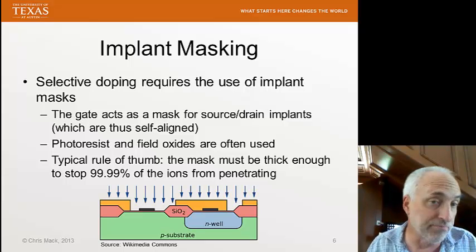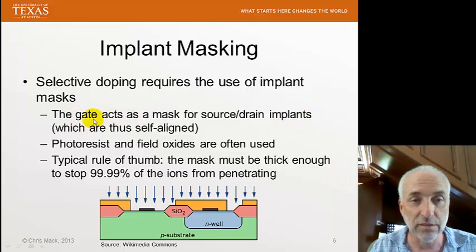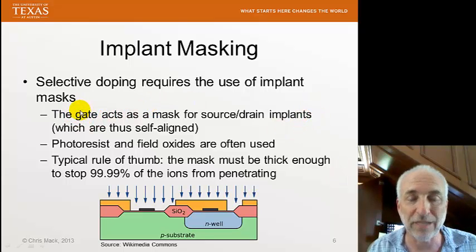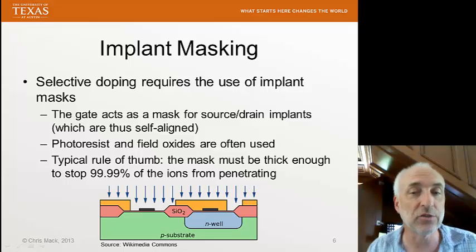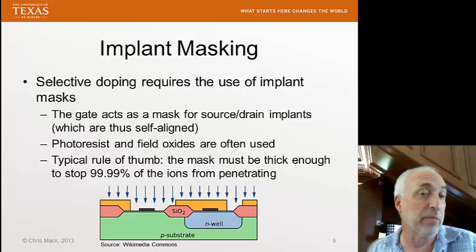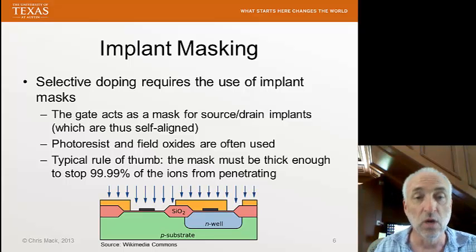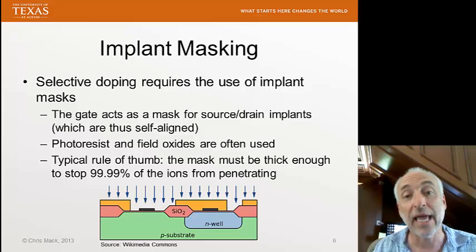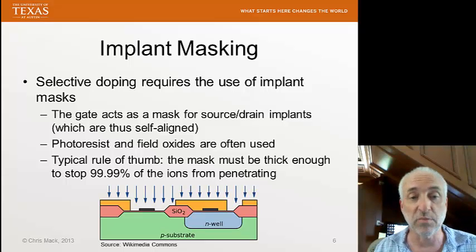As we saw in the last example, the gate can act as a mask for the source drain implants, and thus we call this a self-aligned source drain process. The source and the drain are self-aligned to the gate because the gate itself is acting as the mask. We often use photoresist as an implant mask, and oxide, field oxides in particular, as an implant mask.